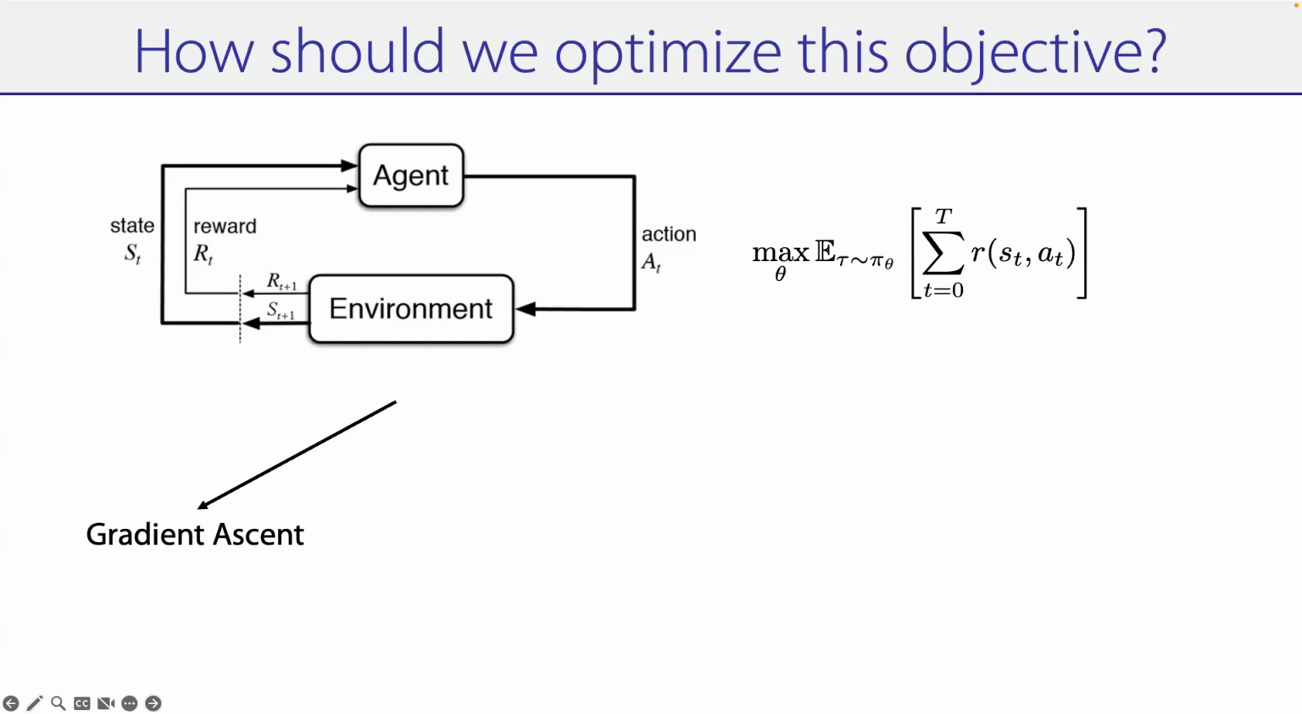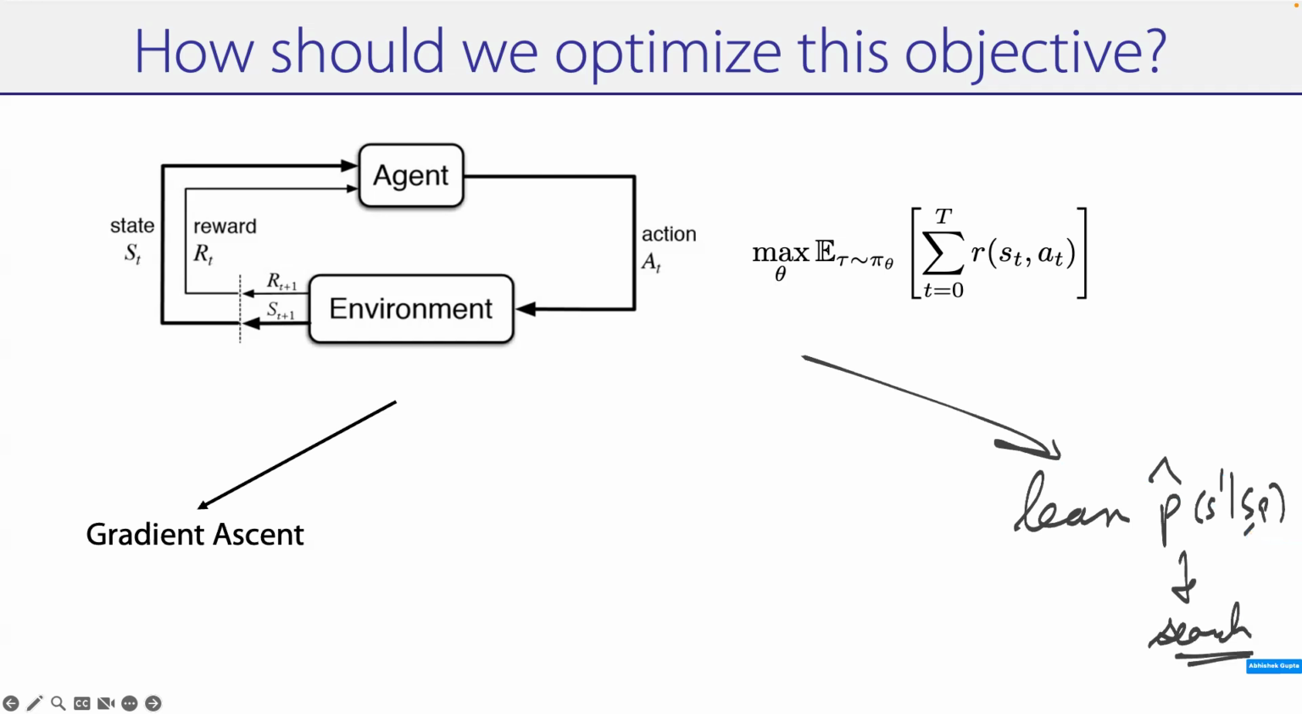Gradient descent. Great. So we're going to do gradient descent. Are there other ways that you would maximize reward? We said that the state transition was unknown. We can sample from it, but it's unknown. But you can learn it, right? So the third option is to learn it. We can learn p hat, and then you could do search. Great. That's model-based RL, right?